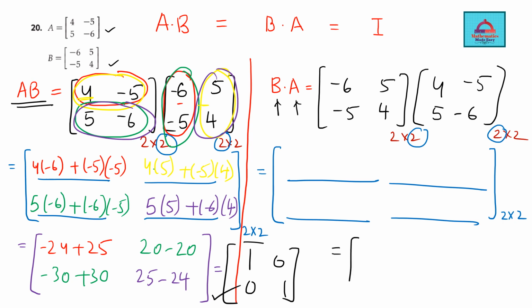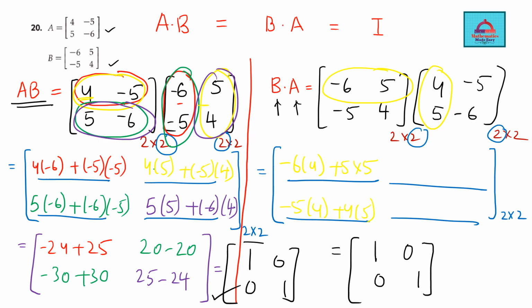Similarly, I would want you to do this and it will also come out to be identity. Just fill in this now. Let's do it. First row, first column. So minus 6 with 4 plus 5 with 5. Now I'm just directly putting the numbers because you are comfortable. So minus 5 with 4 plus 4 with 5. Similarly here minus 6 with 4.